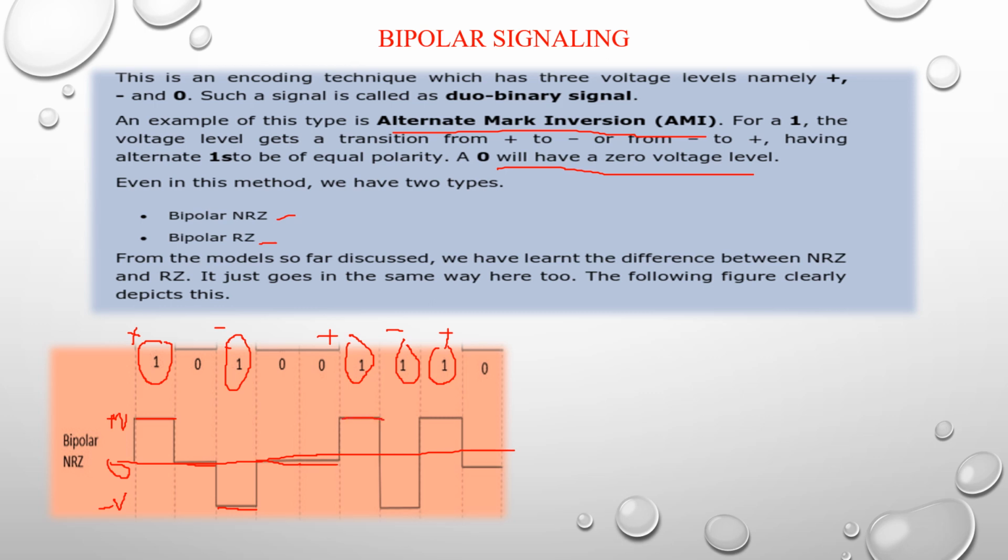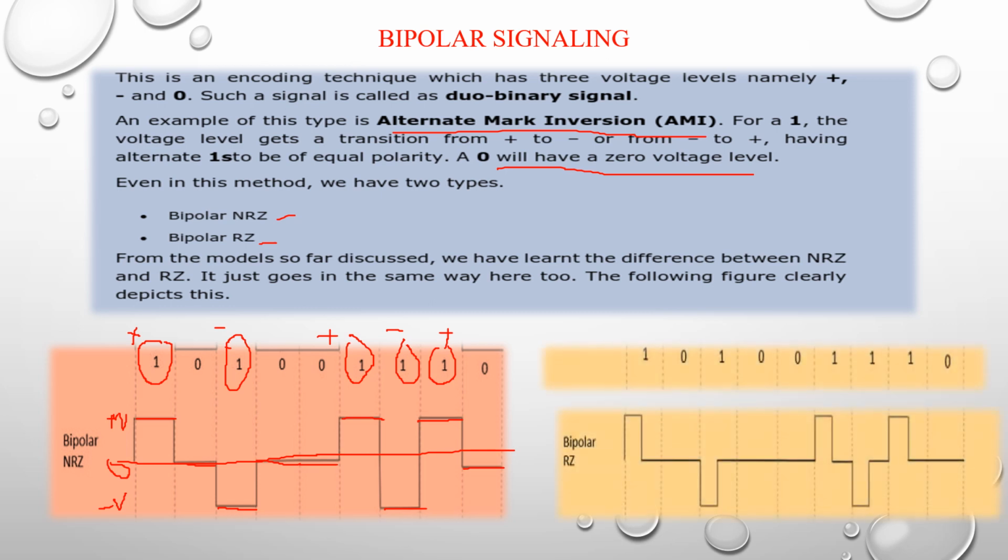The next bit is 1. The previous value was 1 with a positive voltage level, and this one is negative, a transition from positive to negative. So this is the voltage level, and the next one is a positive voltage level, a transition from negative to positive, and the next bit is 0. You retain it as is. So this type of conversion we call the bipolar non-return to 0 technique.